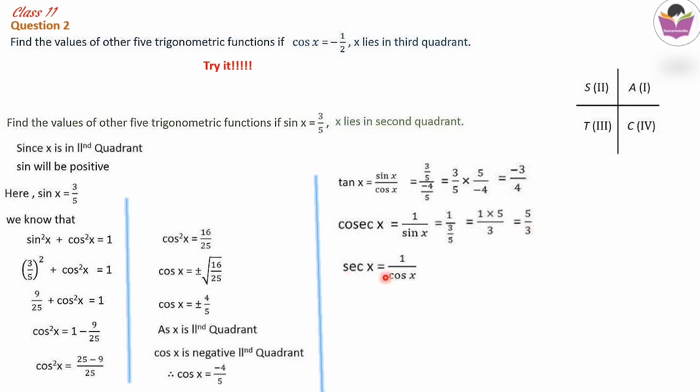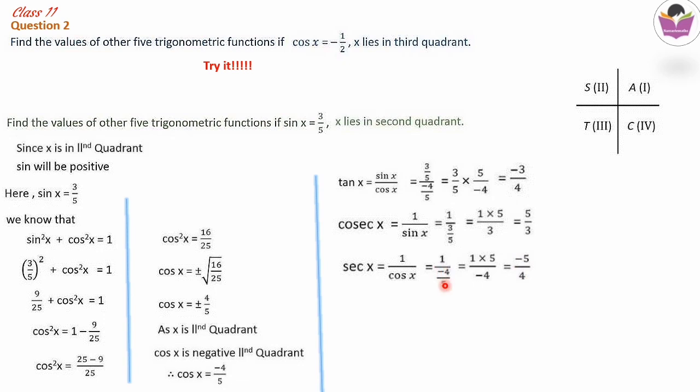Next is sec x. Sec x is a reciprocal of cos x. Cos x means here we have calculated minus 4 by 5. That is 1 divided by minus 4 by 5. Here also 1 divided by means reciprocal. That's all. Just take it and turn it up and down, and write. That is, we can write it directly as minus 5 by 4.